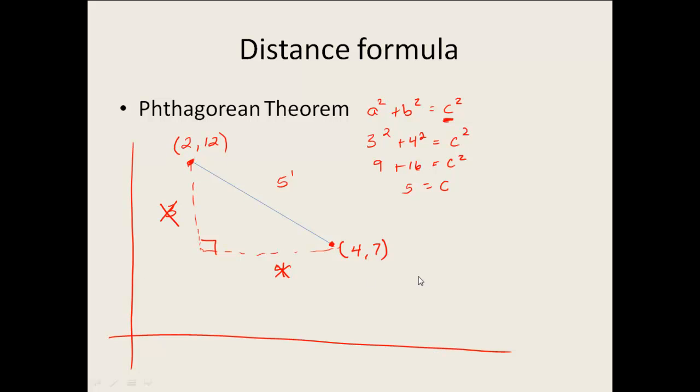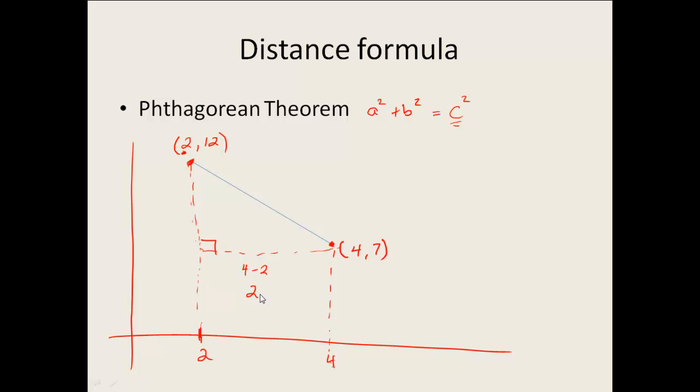What we have to do now is think about, how can I find those side lengths? When I'm looking at trying to find the side lengths, I need to think about my x-coordinates first. So I know that this point right here lines up on the x-axis with the 2, because my x-coordinate is 2. This point lines up with the 4. Well, in order to find my distance, I have to take 4 minus 2, which in turn gives me a side length of 2.